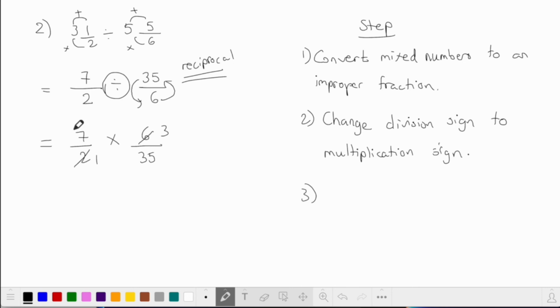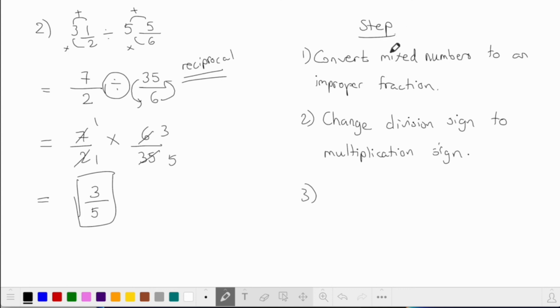And again, for 7 and 35, the highest common factor is 7. 7 times 1 is 7, and 7 times 5 is 35. So this is the fraction we have after this operation: 3 by 5. Can we find a highest common factor for 3 by 5 other than 1? The answer is no, because 3 and 5 are only divisible by 1. So this is the simplified fraction for this example.